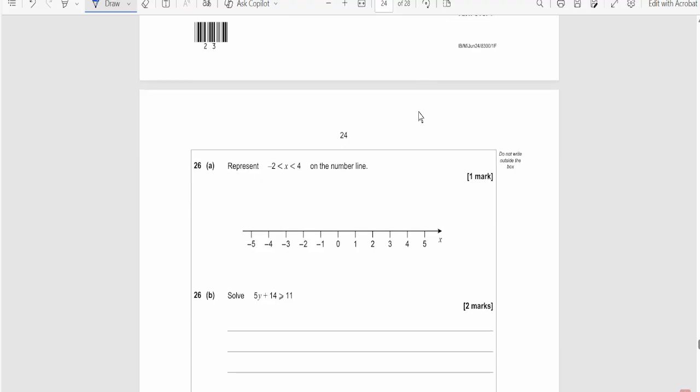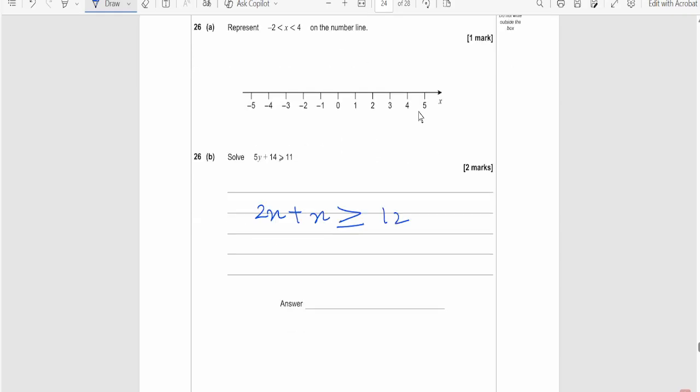Try this. 2x plus x is greater than or equal to 12. Solve it. Doesn't x mean 1? Yeah, the single x basically means 1x. Okay.